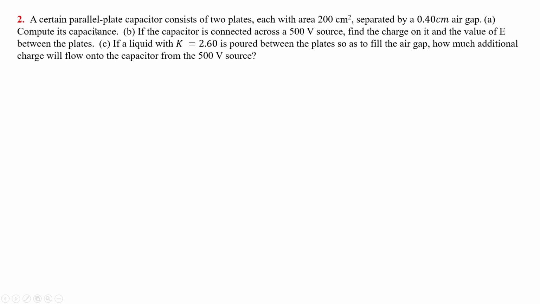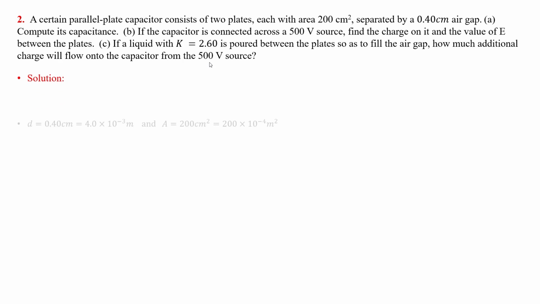Question number 2. A certain parallel plate capacitor consists of two plates, each with area 200 centimeter square, separated by a 0.4 centimeter air gap. Part A, compute its capacitance. Part B, if the capacitor is connected across a 500 volt source, find the charge on it and the value of the electric field between the plates. Part C, if a liquid with K equal to 2.6 is poured between the plates so as to fill the air gap, how much additional charge will flow onto the capacitor from the 500 volt source?